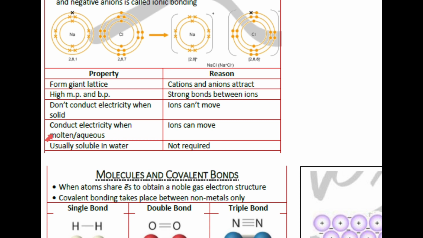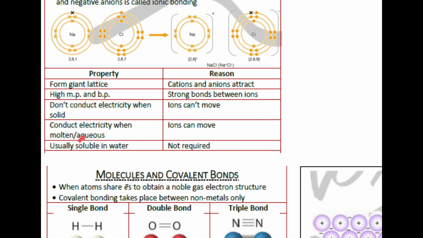When we say molten, that means melt. The ionic compound melts. When it melts, that means it is hot. That means we break a lot of ionic bonds, so the ions can move because the ionic bonds are broken.